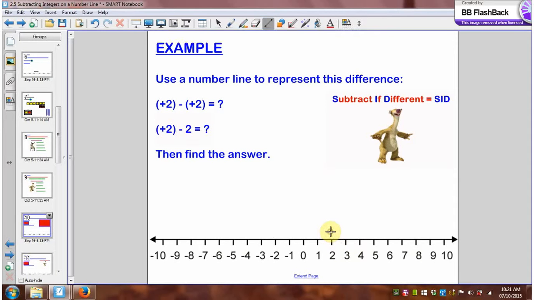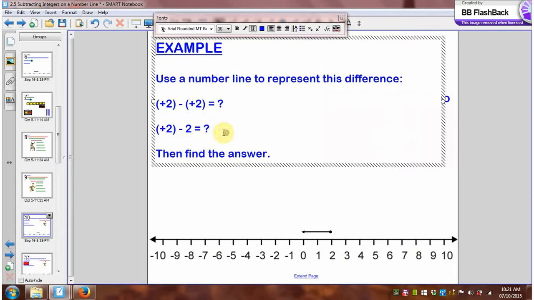So here's positive 2. And subtract 2 means we go towards the negative, or to the left, or down. So 1, 2. Where do we end up? On the 0. So our answer is 0.